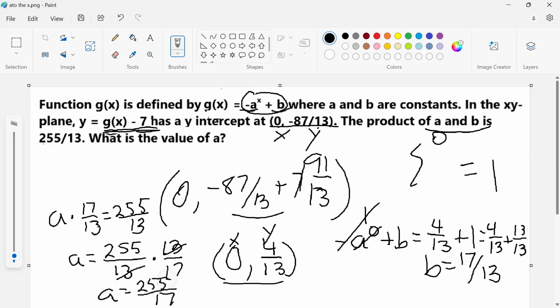It's 1, 2, 3, 4, 5, 6 characters. Only 5 can go in. So just do that division and type in 5 characters, including the decimal point, or maybe it'll come out to a whole number. And guess what? It does. It comes out to 15. So a equals 15. And if it had asked for b, it would have been even simpler. b equals 17/13. So that's how to work that question on the digital SAT.